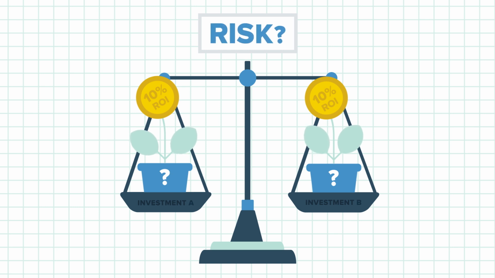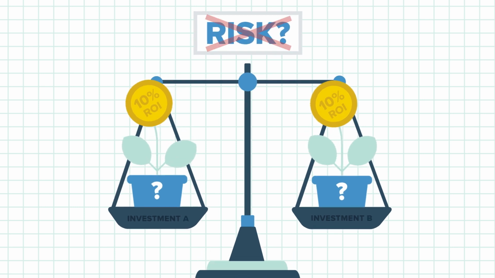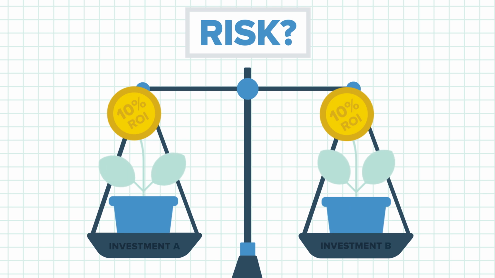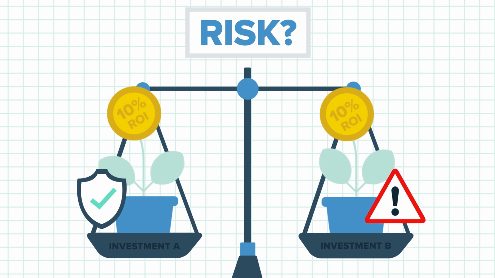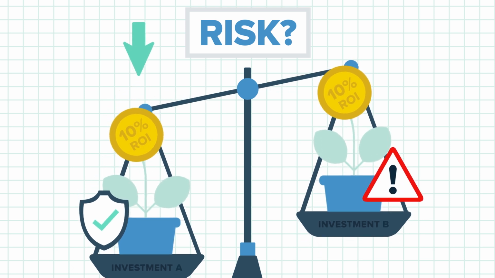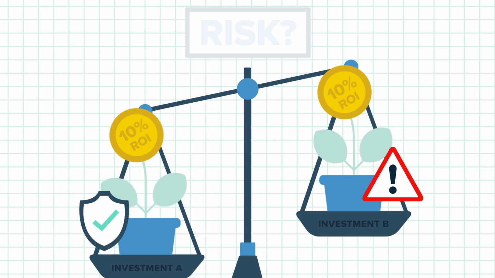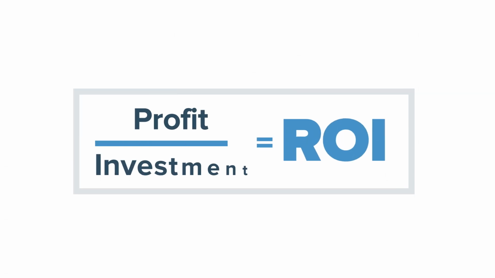The ROI calculation also ignores risk. Imagine two different investments both yielding a 10% ROI. One of them is extremely safe while the other is extremely risky. Obviously, you would choose the safe investment that offers the same return, but again, the ROI formula by itself contains no information about risk.